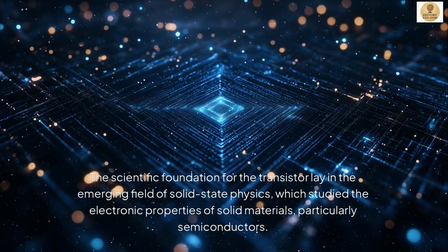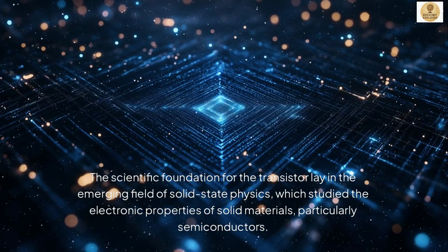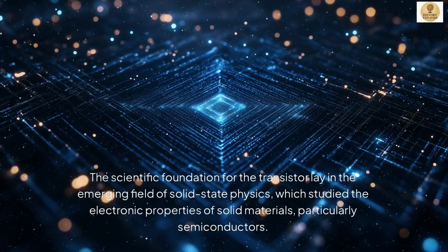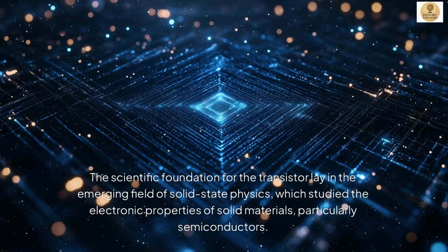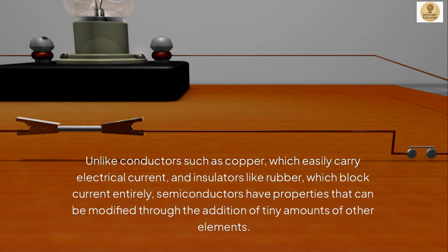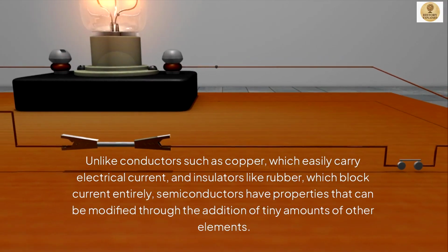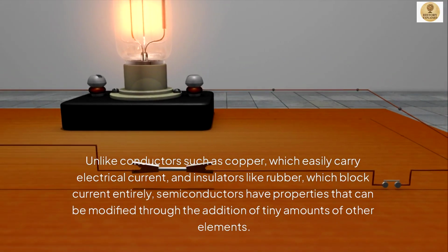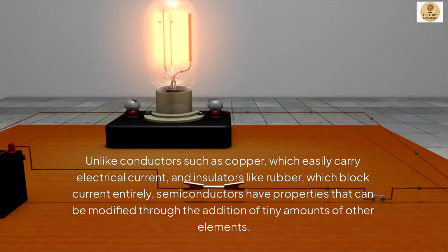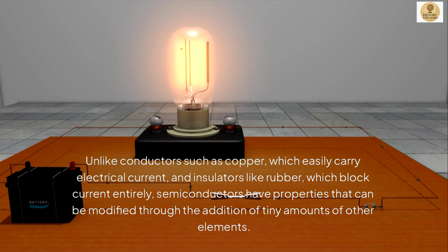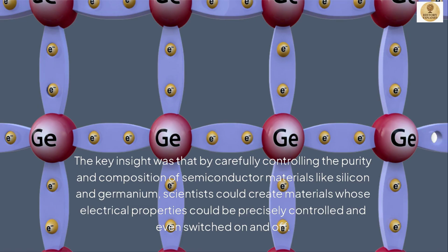The scientific foundation for the transistor lay in the emerging field of solid-state physics, which studied the electronic properties of solid materials, particularly semiconductors. Unlike conductors such as copper, which easily carry electrical current, and insulators like rubber, which block current entirely, semiconductors have properties that can be modified through the addition of tiny amounts of other elements. The key insight was that by carefully controlling the purity and composition of semiconductor materials like silicon and germanium, scientists could create materials whose electrical properties could be precisely controlled and even switched on and off.